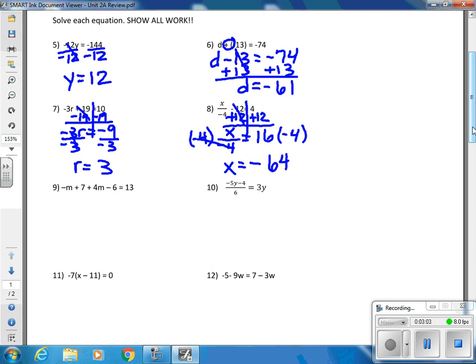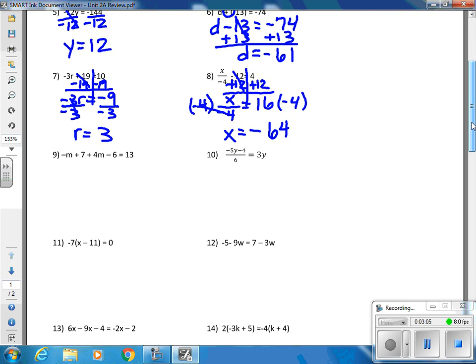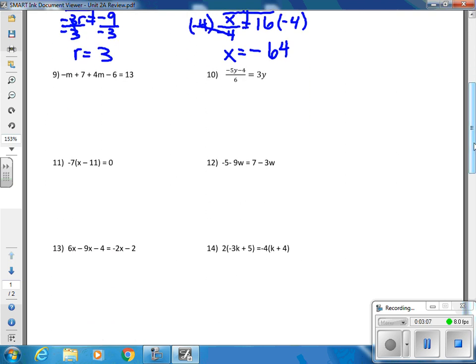All right, for 9 through 14, you're going to see multi-step and variables on both sides. All right, so this is where the big bulk of our unit has come from and where we've been practicing the most lately. All right, so for number 9, there is no distributing, so then you look for combining.